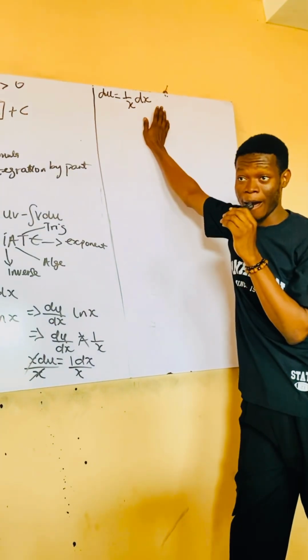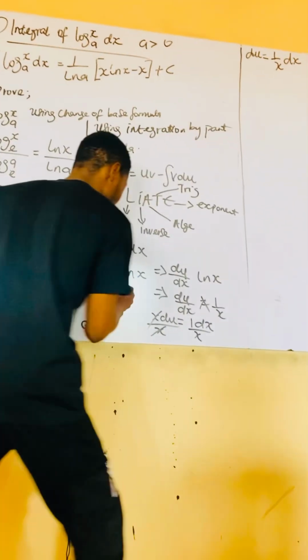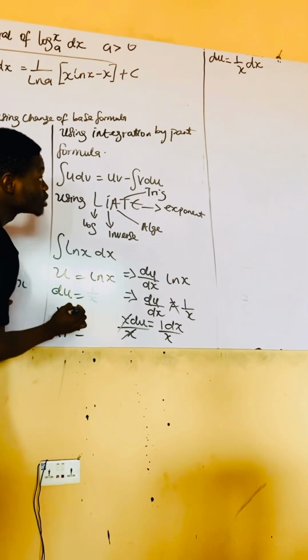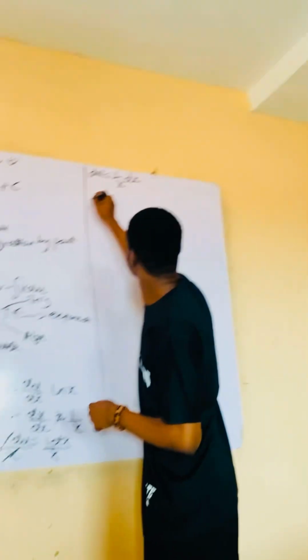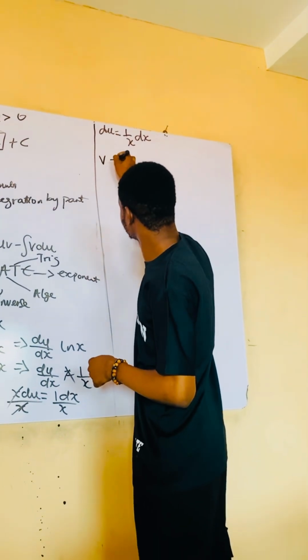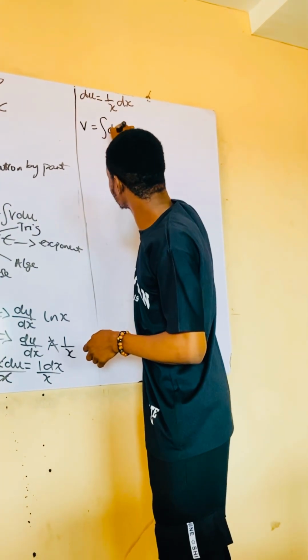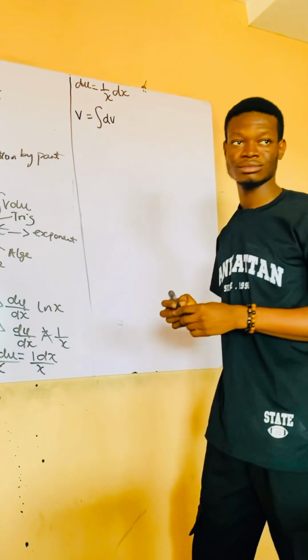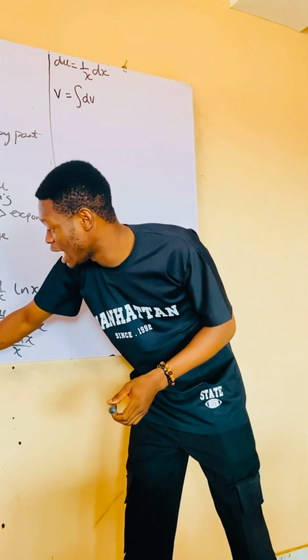Any question? Okay. Now, let's proceed. Our du is now what? 1 over x dx. Yes, okay? Good. Now, let's look for our v. To look for our v, what do we do? Integral of what? The dv. So let's ignore our v first and look for what? Our dv.